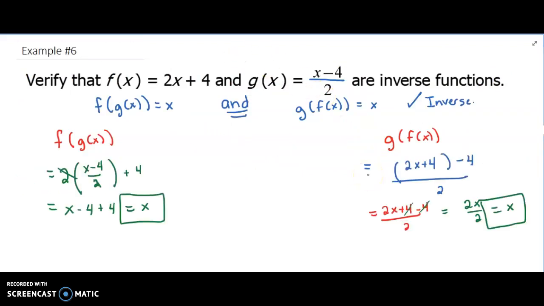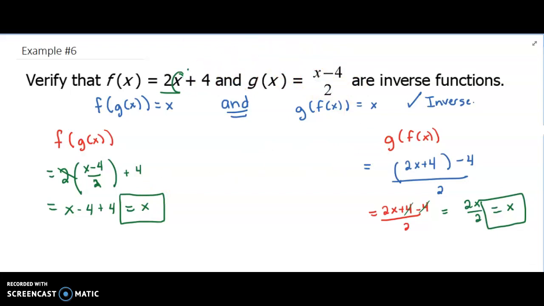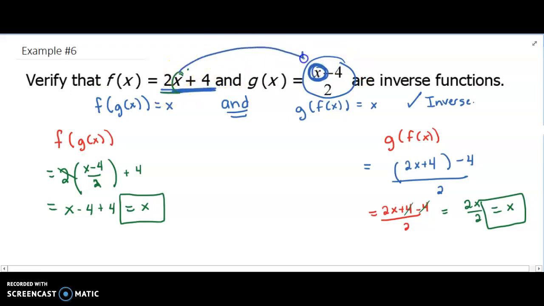All right, when you found f of g of x, you start with f of x, but everywhere you see an x, you put the entire g of x function in it. When you do that, the 2's cancel each other out, so you're left with x minus 4 plus 4, which is just x. Now g of f of x: we take the entire function g, but everywhere we see an x, we put f of x in it, which is the whole thing.